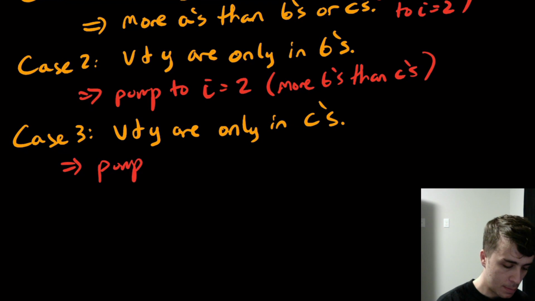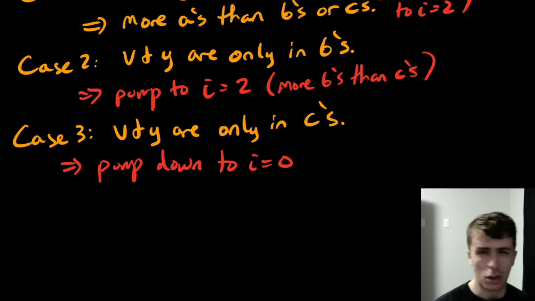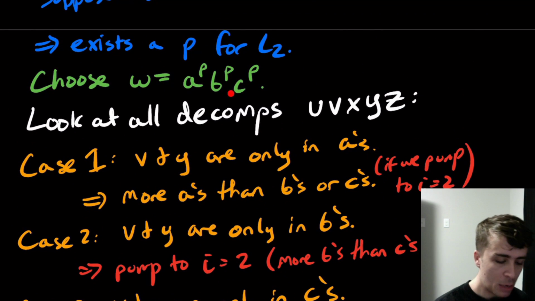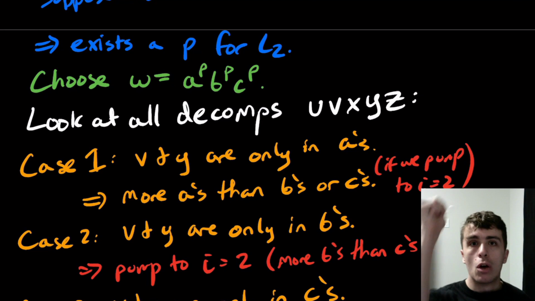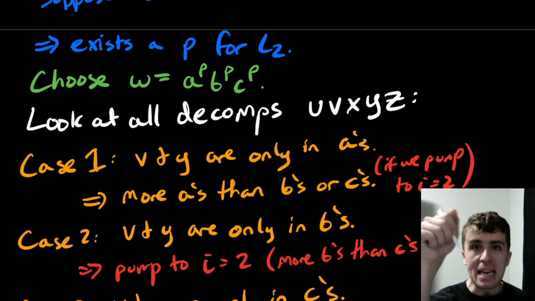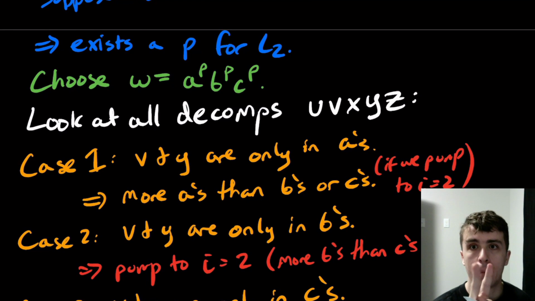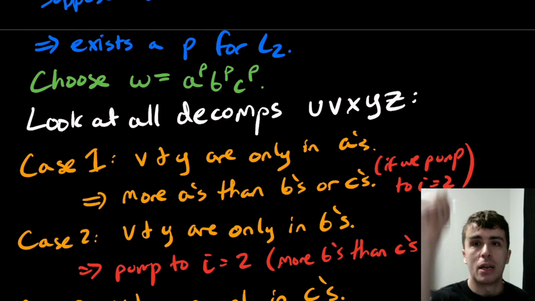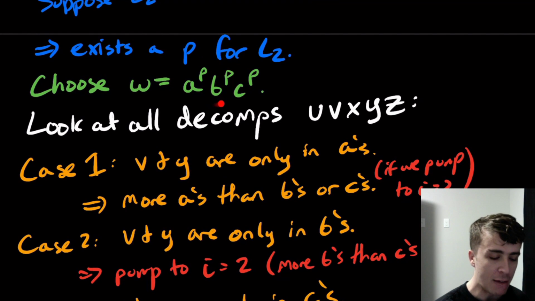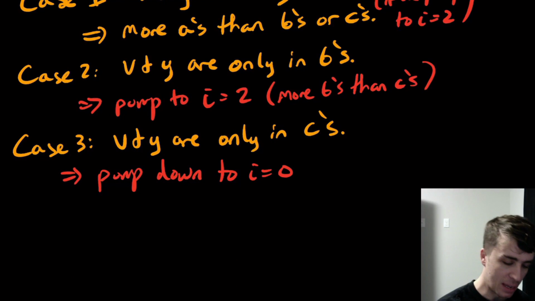Pump down to I equal to 0. You can only pump down to I equal 0. Then what will happen is, because we have exactly the same number, at least one C will be deleted, right? Because one of the two pump pieces is non-empty. It can't be the case that both of them are empty. So that means at least one of the C's is deleted, which means that we'll have more B's than C's. And so that will leave the language.